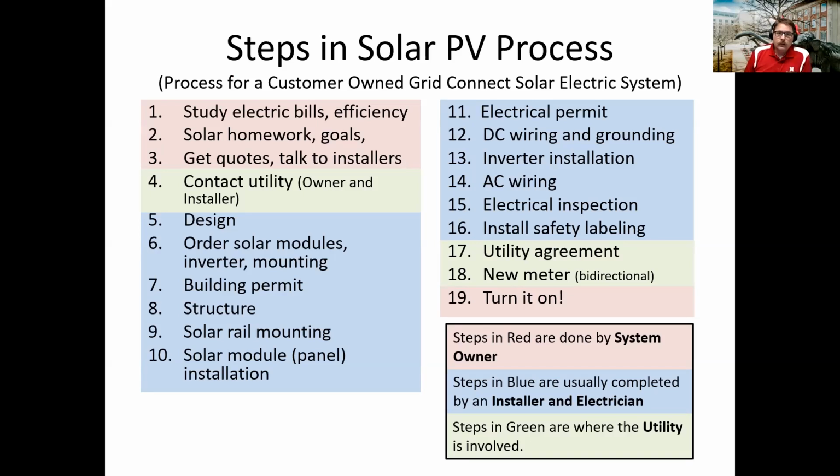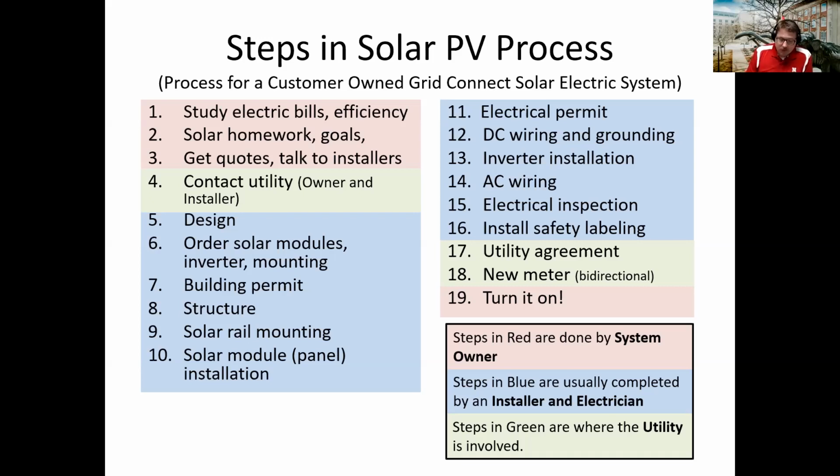Let's talk about the steps in the solar process. So now we kind of have these solar panels that are able to make electricity from sunlight. And we want to put them on a home or a business to help us offset some of the electricity that we use.